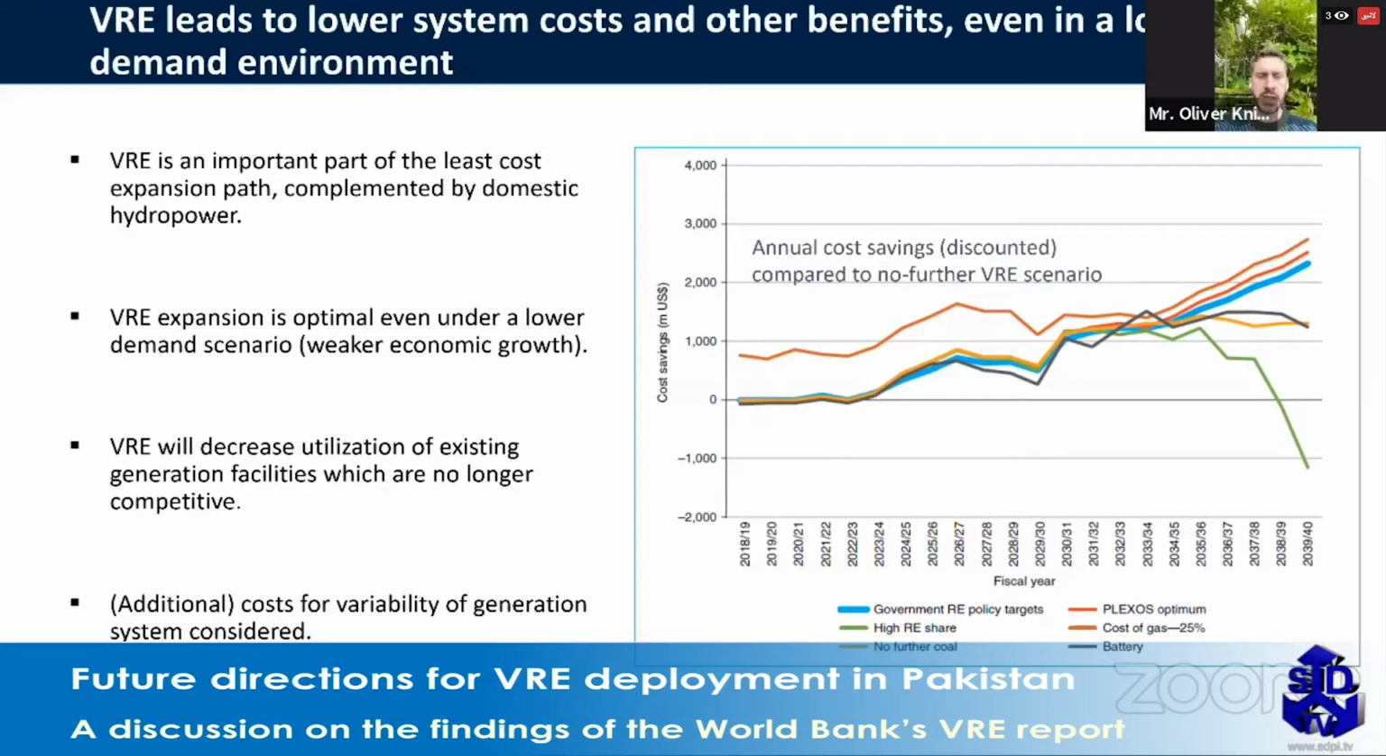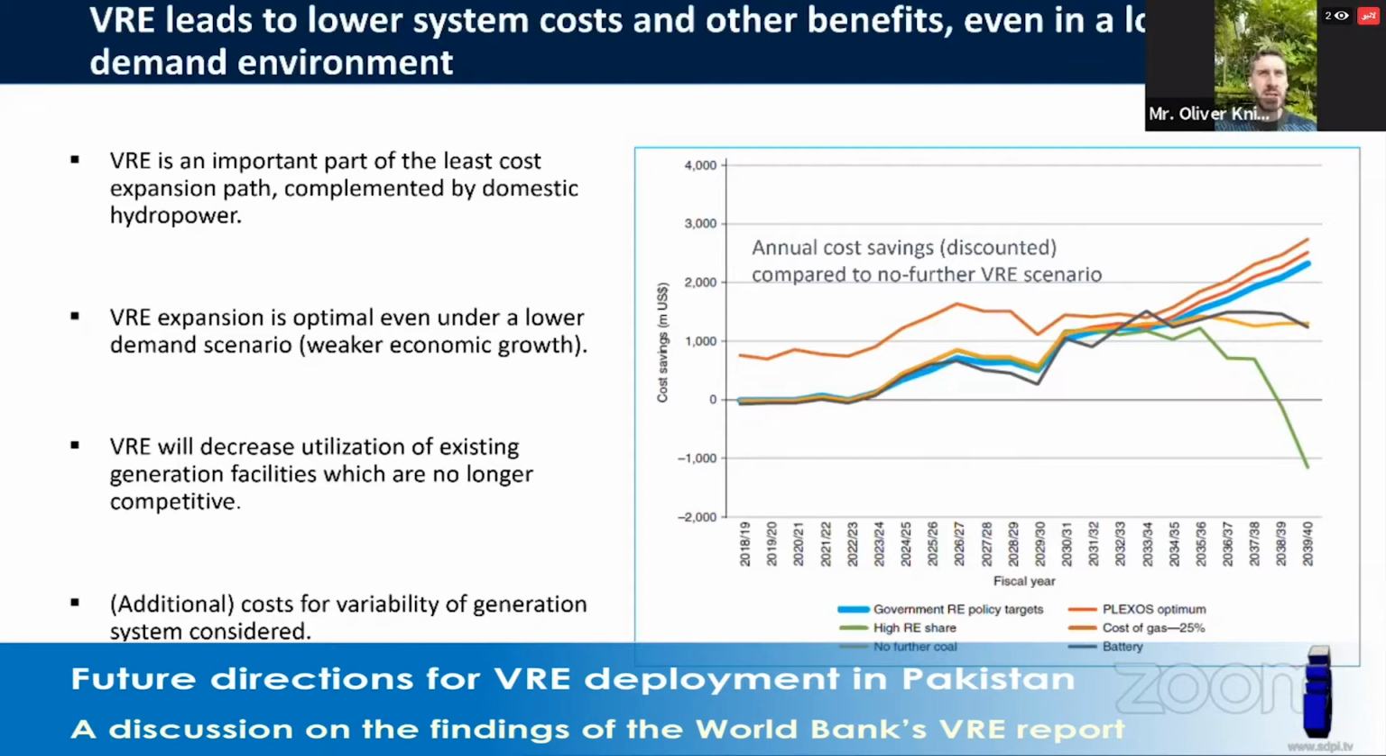So the second finding we have here is that adding VRE leads to lower system costs and other benefits for the Pakistan power sector. A lot of people in the past, I think, have assumed that when you add solar and wind, because you've got the variability, you actually increase the cost to the system of having to manage those.